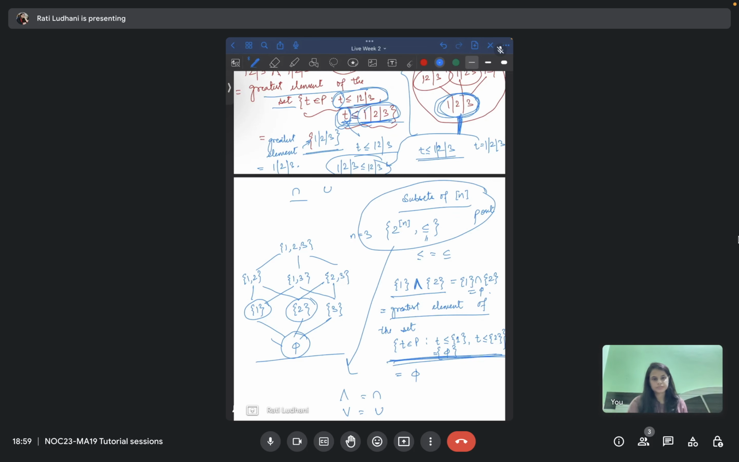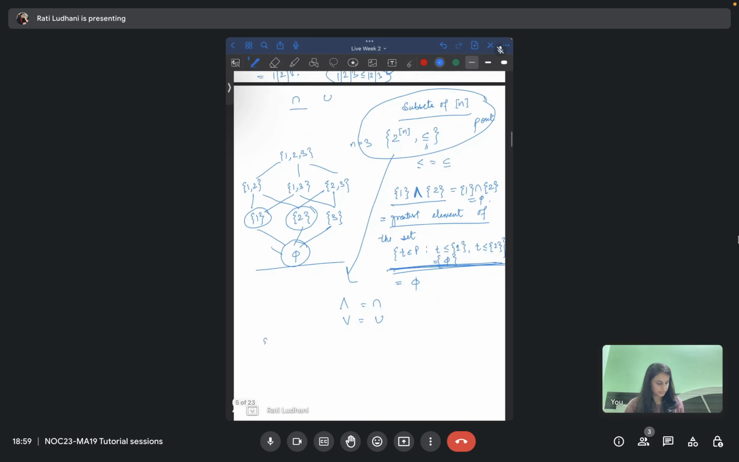Take {1,2} and {2,3}, or the meet of {1,2} and {1,3}. So let's see if this comes from the intersection. You can check with this definition. This is the greatest element of the set of T belonging to P such that T is less than or equal to {1,2} and T is less than or equal to {1,3}.